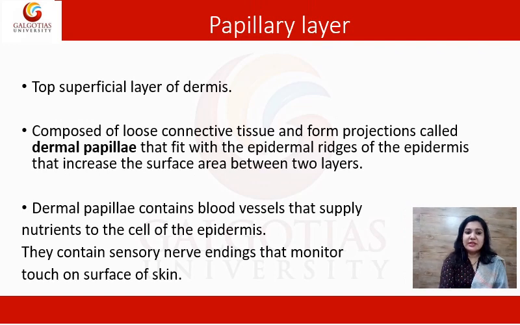Papillary layer. This is the superficial layer of the dermis. It is composed of loose connective tissue and forms projections called dermal papillae that fit with the epidermal ridges of the epidermis, which increases the surface area between these 2 layers. Dermal papillae contain blood vessels that supply nutrients to the cells of the epidermis. They also contain sensory nerve endings that monitor touch on the surface of the skin.